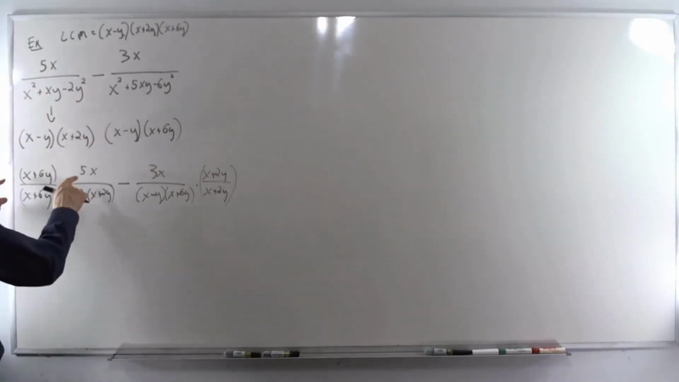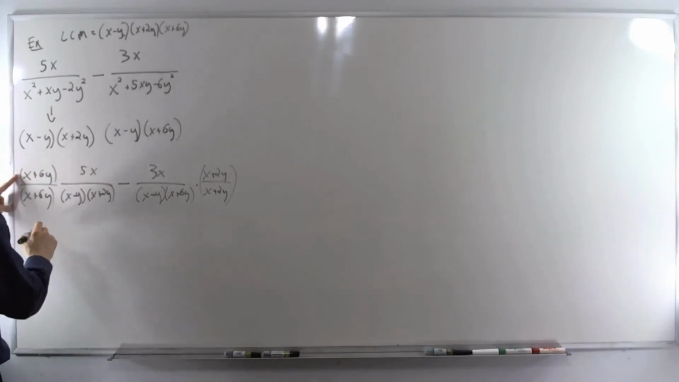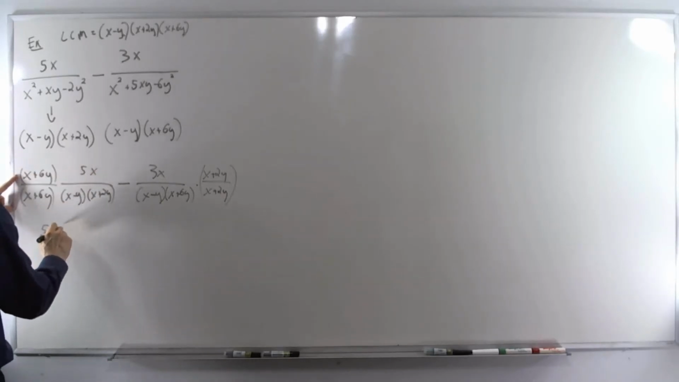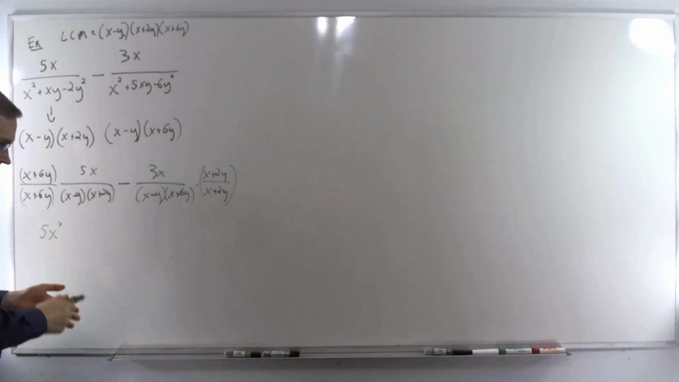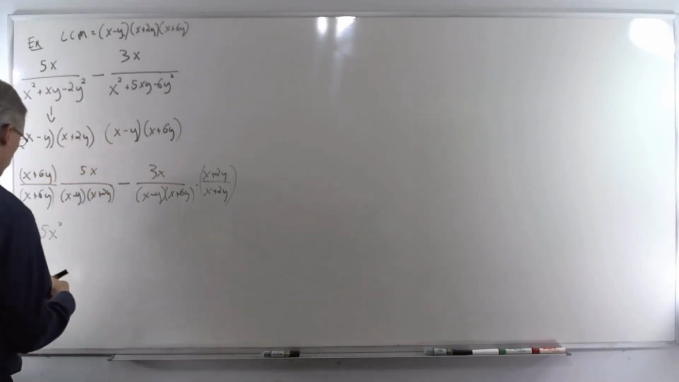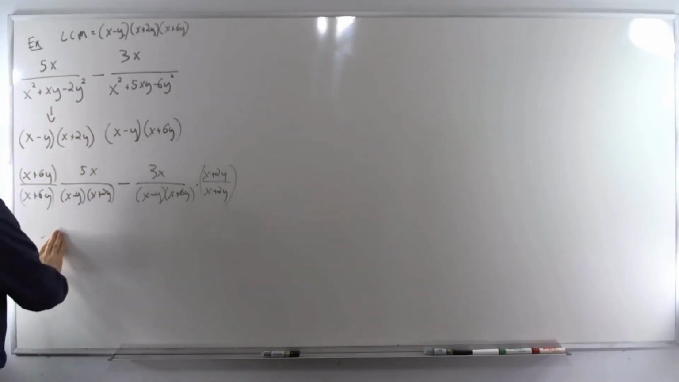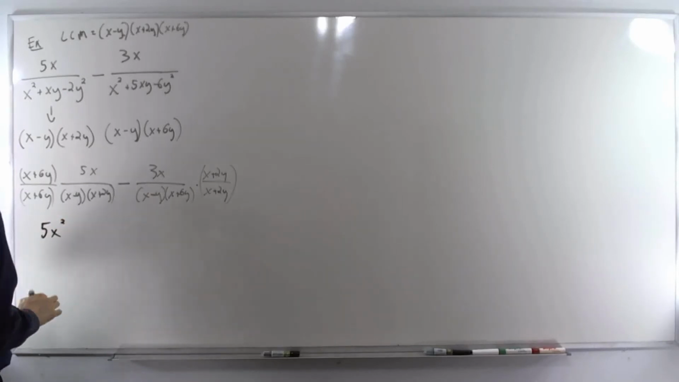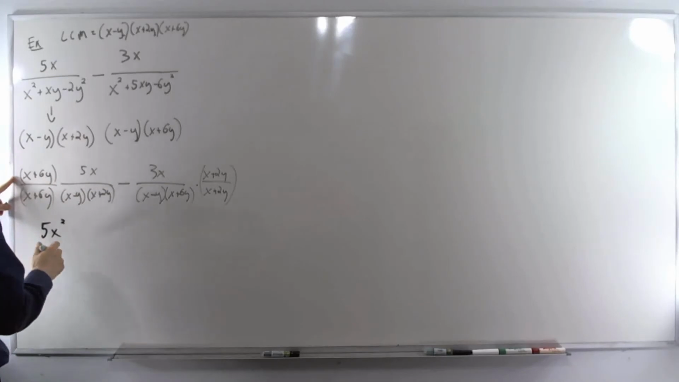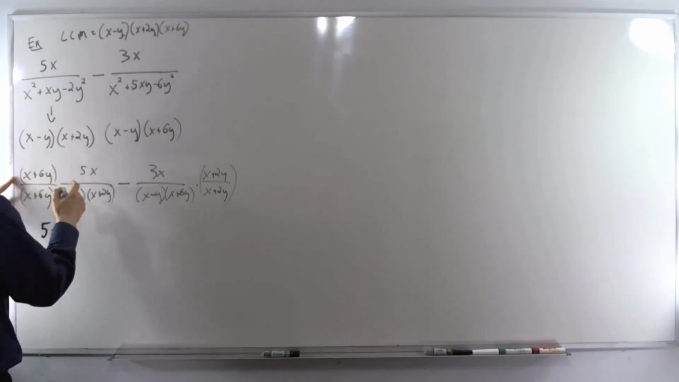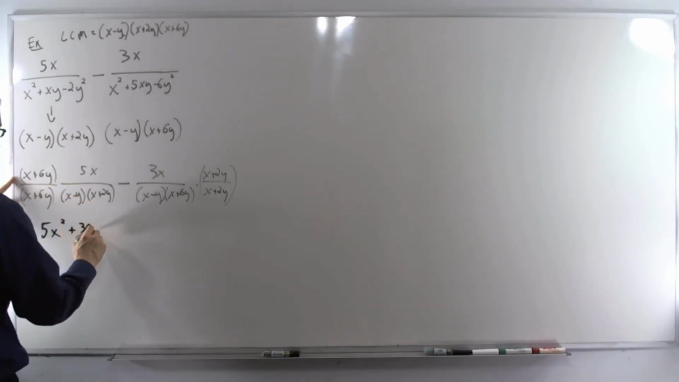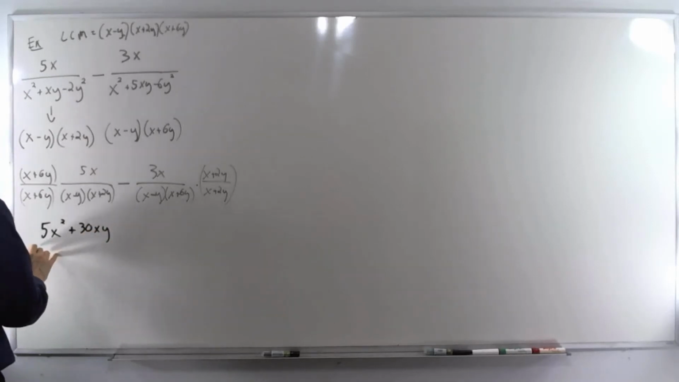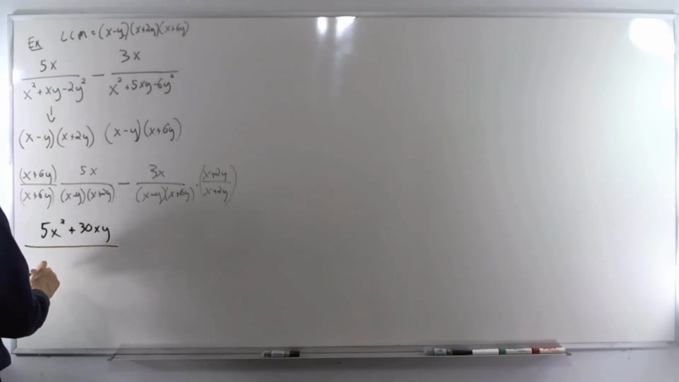Now we can distribute. I'm going to distribute 5x into this expression. That gives us 5x squared. All right, 5x times x is 5x squared, plus 6 times 5 is 30xy, over our common denominator.